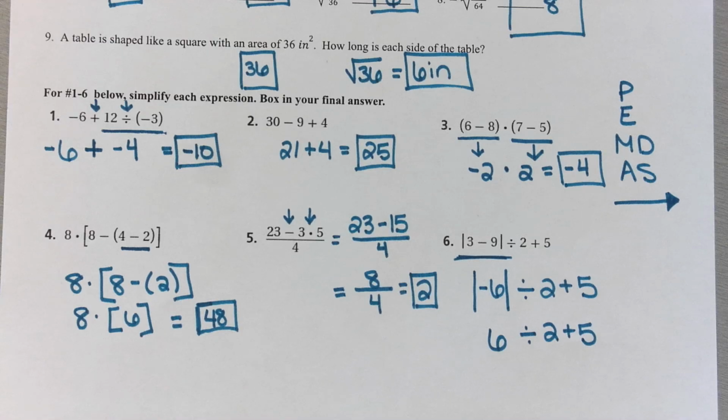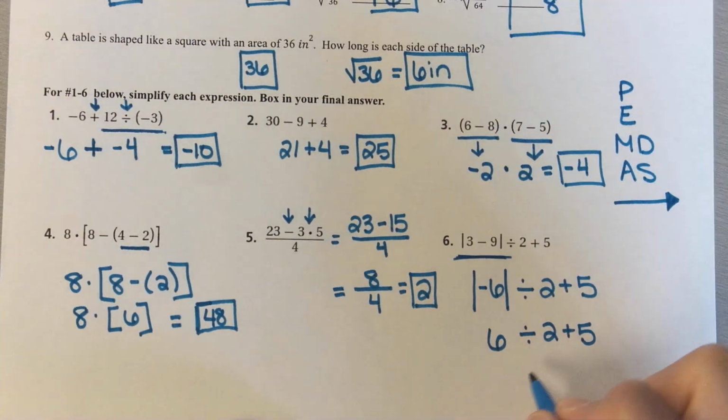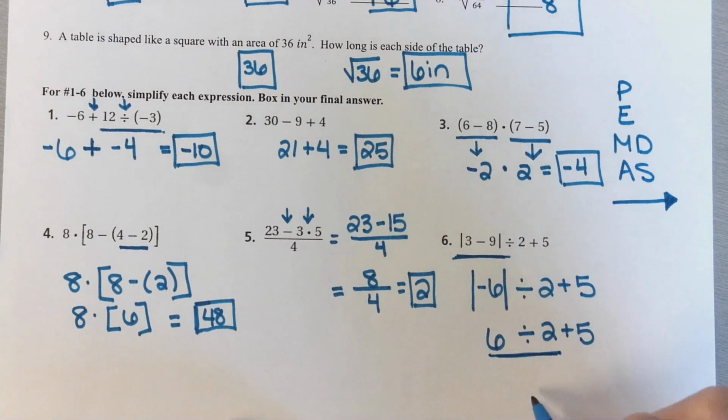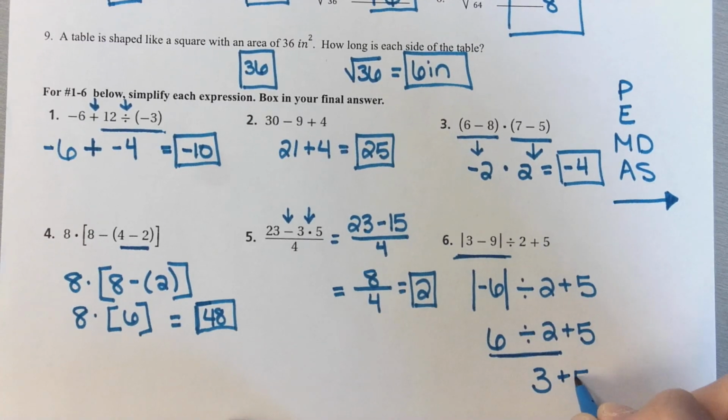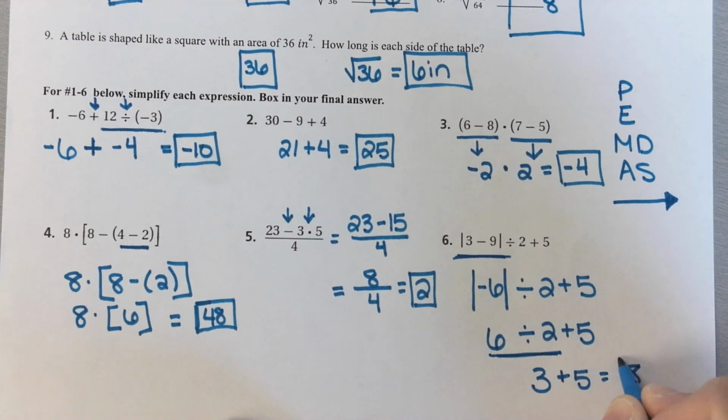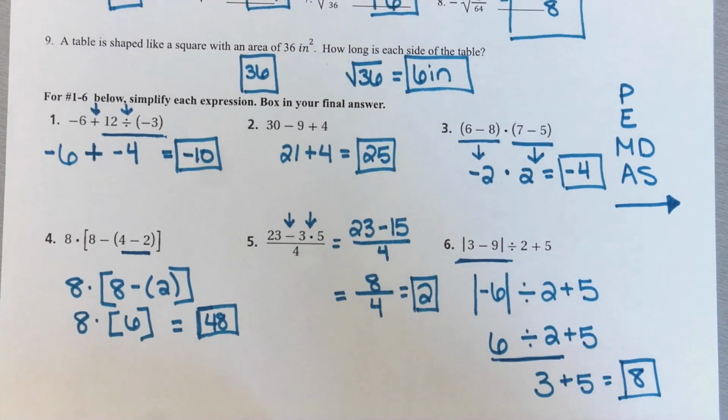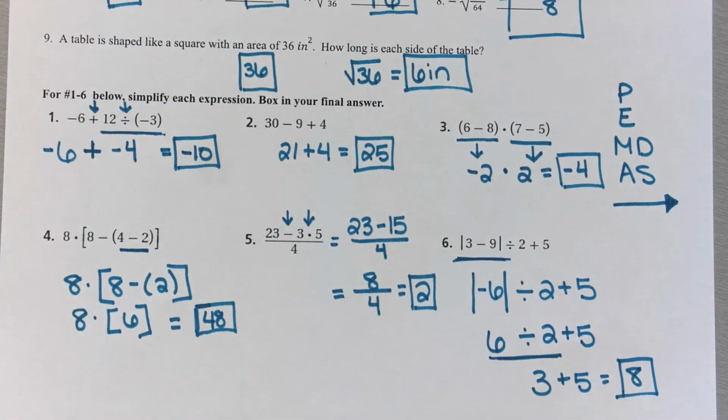Should I divide or add next? Divide. What do we know 6 divided by 2 is? 3. And then when I add it to 5, I get 8.